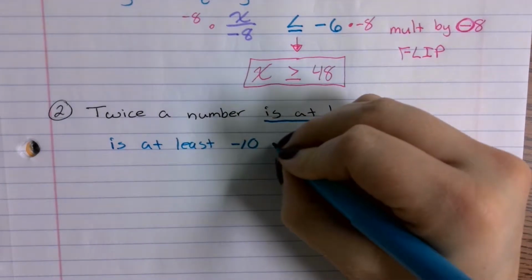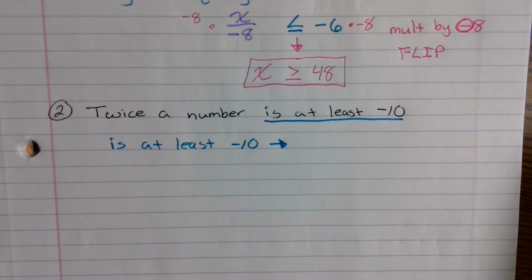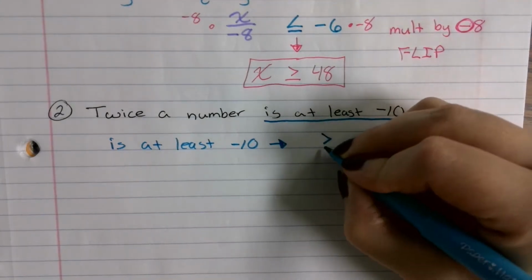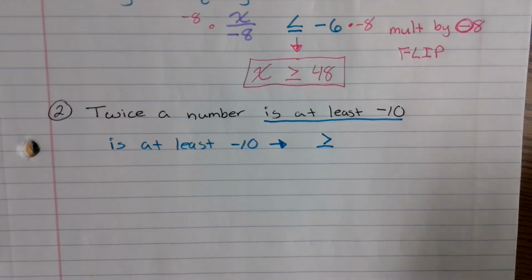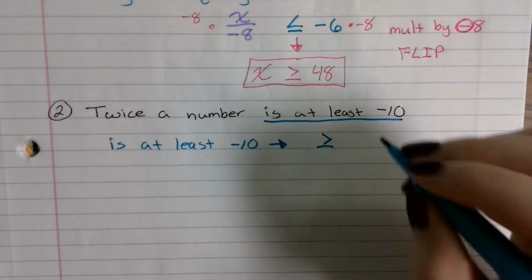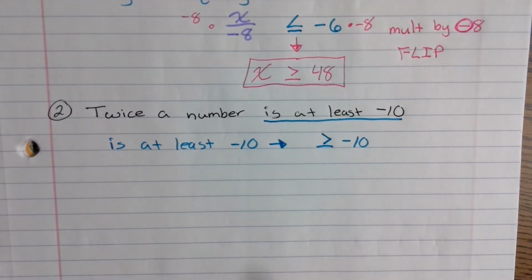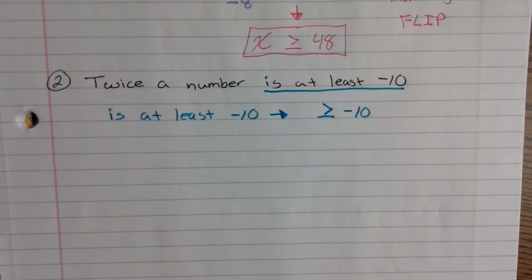So "is at least negative 10" means what inequality? Is at least? Julian, David. Not less than. Greater than or equal to. You must be at least this tall to ride this ride. That means this height or taller. "Is at least" means that it has to be greater than or equal. So it has to be greater than or equal to negative 10.